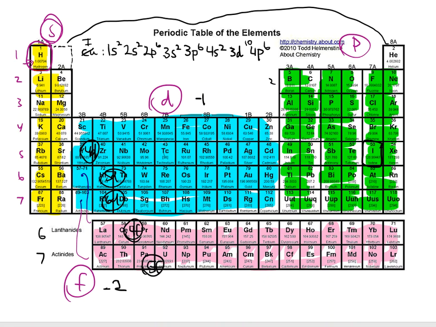But now I'm in the 5th row, or the 5th period, so I'll write down 5. I'm in the S block, so there's my S. And rubidium and strontium, there's my 2, so 5S2.